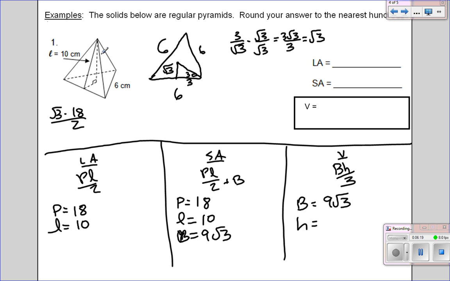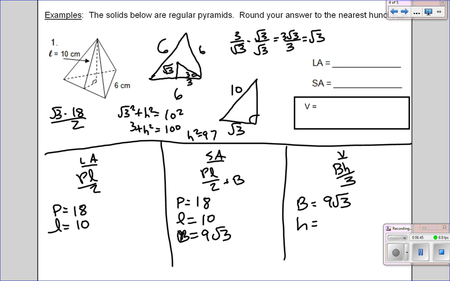Now, I'm going to draw the triangle on the inside. The apothem goes down here, and that is root 3. We don't know the height yet, but we do know the slant height, which is 10. So Pythagorean theorem tells me root 3 squared plus height squared will give me 10 squared. So that's 3 plus h squared equals 100. So h squared will equal 97. So the height is the square root of 97. I know it's a big number, and sometimes they'll ask you to round, and that's okay in that case.